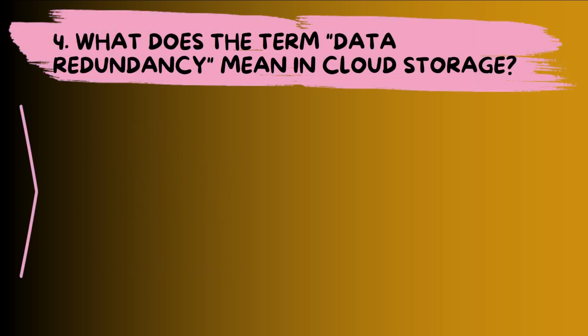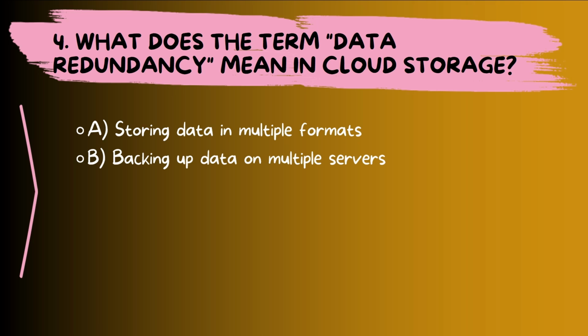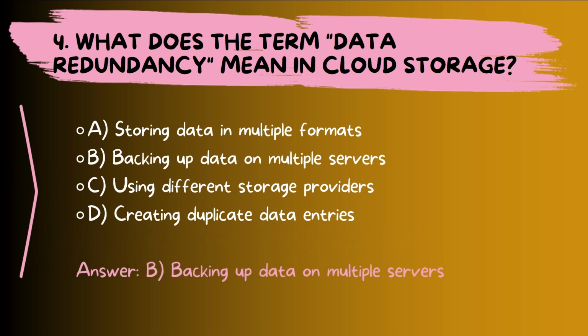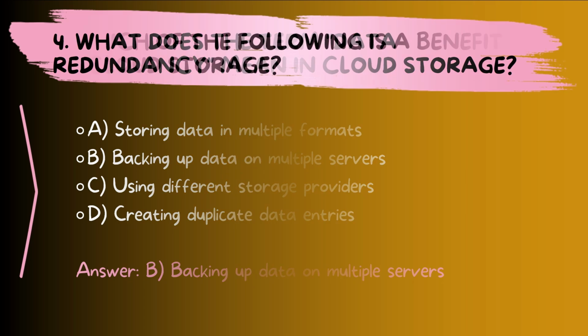What does the term data redundancy mean? Storing data in multiple formats, backing up data on multiple servers, using different storage providers, or creating duplicates. We have already discussed that data is stored multiple times. So in such a case, if one server fails to show our data, then a second or third server is there, so we can see our data.